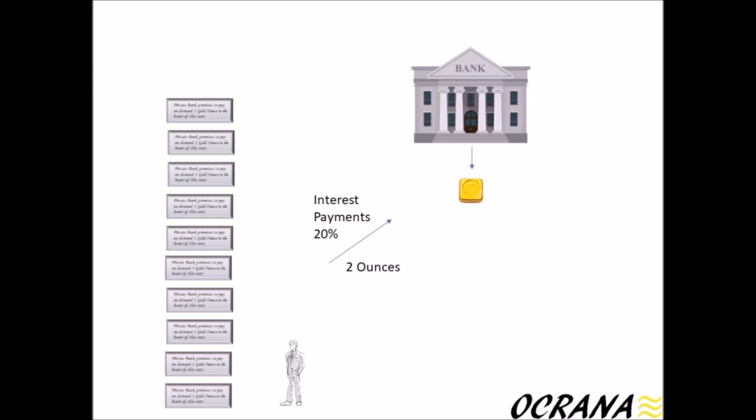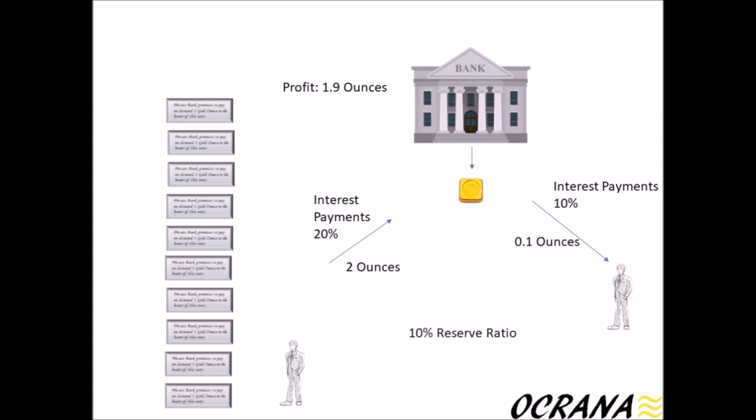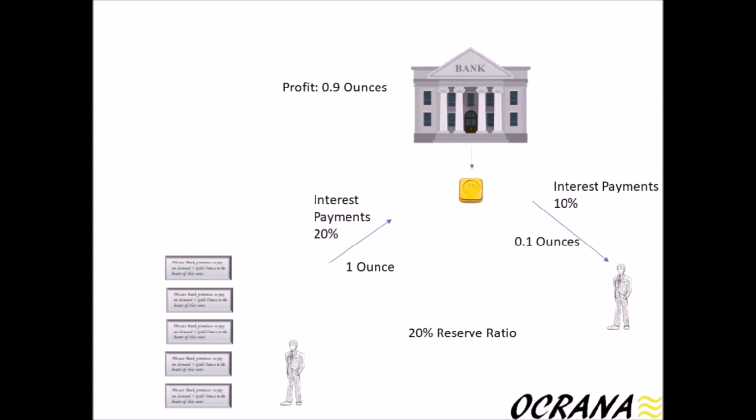The bank still has to pay interest to the person who deposited money in the term deposit, and they are paying interest payments of 10% per year, or 0.1 gold ounces per year. Overall, the bank is making a profit of 1.9 ounces per year in this example where the bank is running a 10% reserve ratio. We can see that the bank is much more profitable on a 10% reserve ratio than on a 20% reserve ratio.